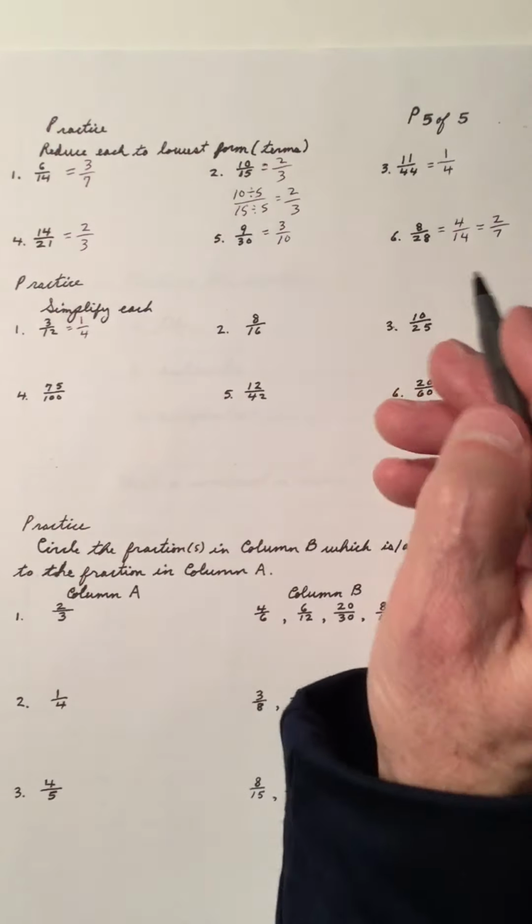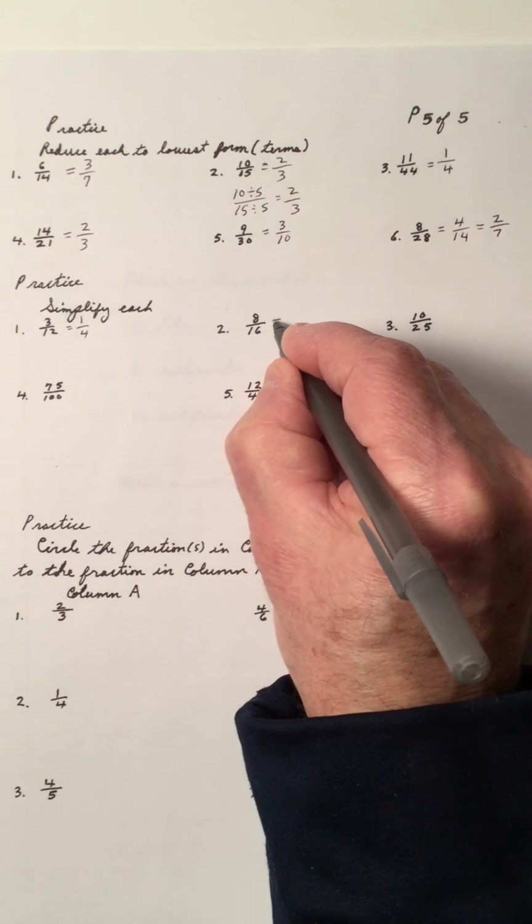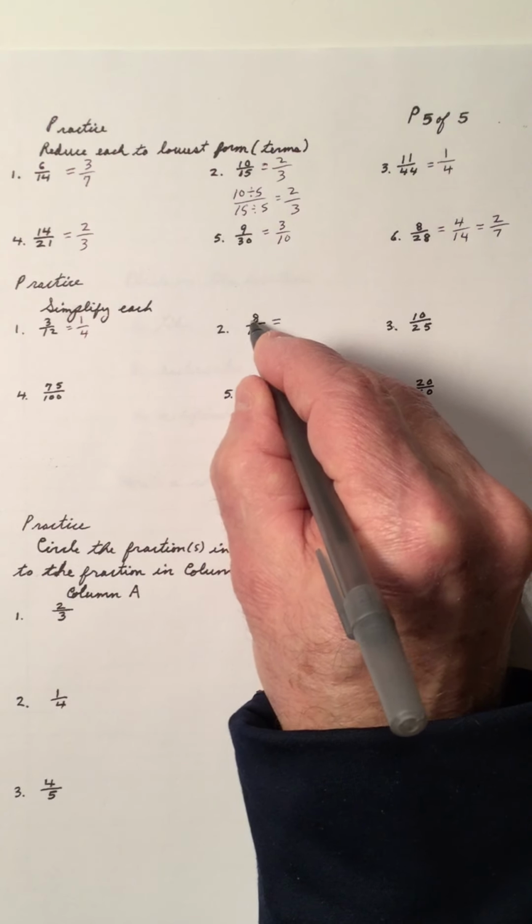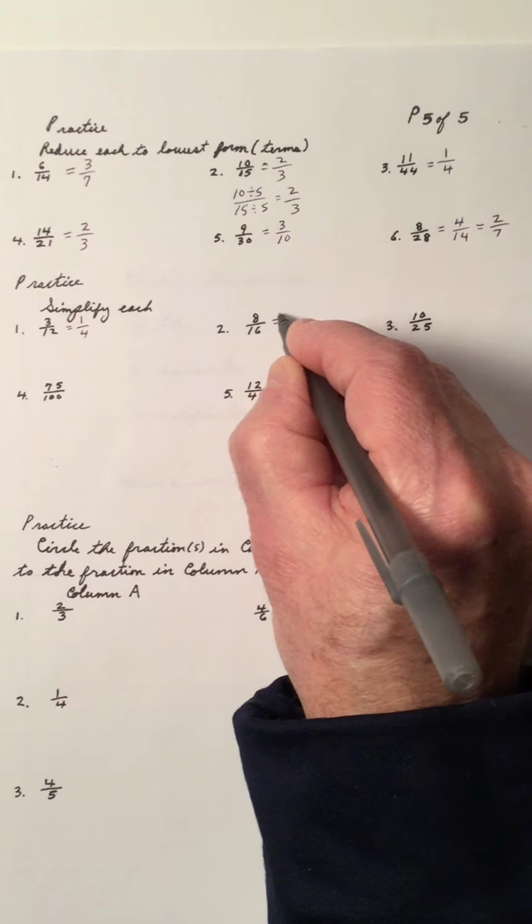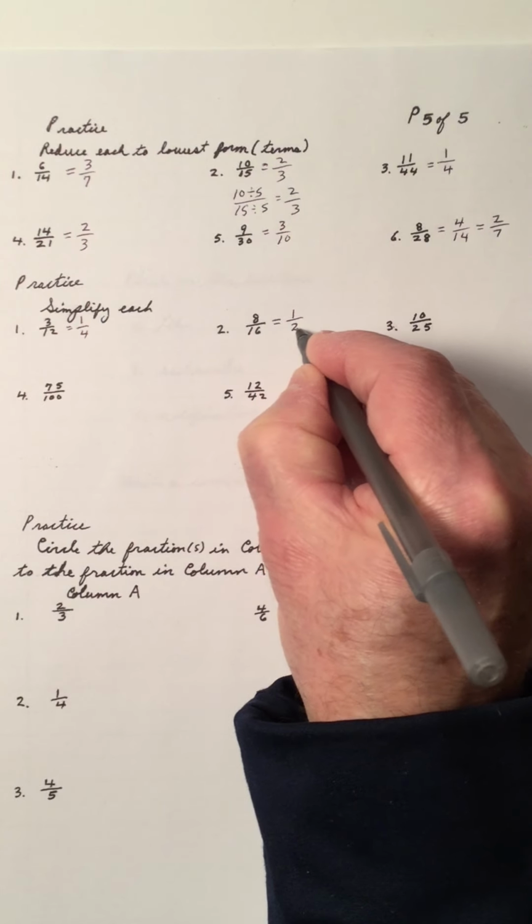So we're breaking it down, reducing. Notice that 8 is a GCF of 2 of these. 8 divided by 8 is 1. 8 into 16 goes 2.